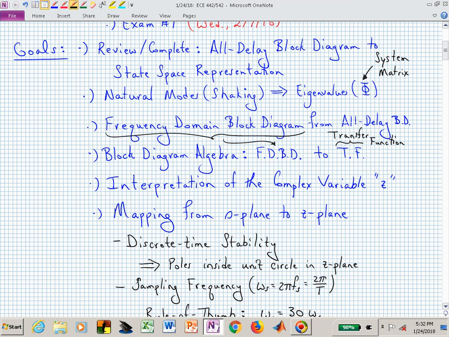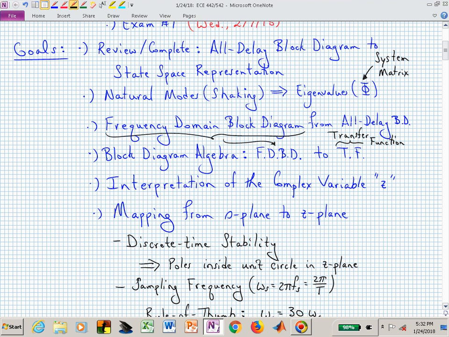Today what I want to do is finish up our block diagram example that we started last time. We created one in the time domain with an all-delay block diagram. We put that into a state space representation. We didn't quite get finished with our state space representation. We didn't get our output equation.